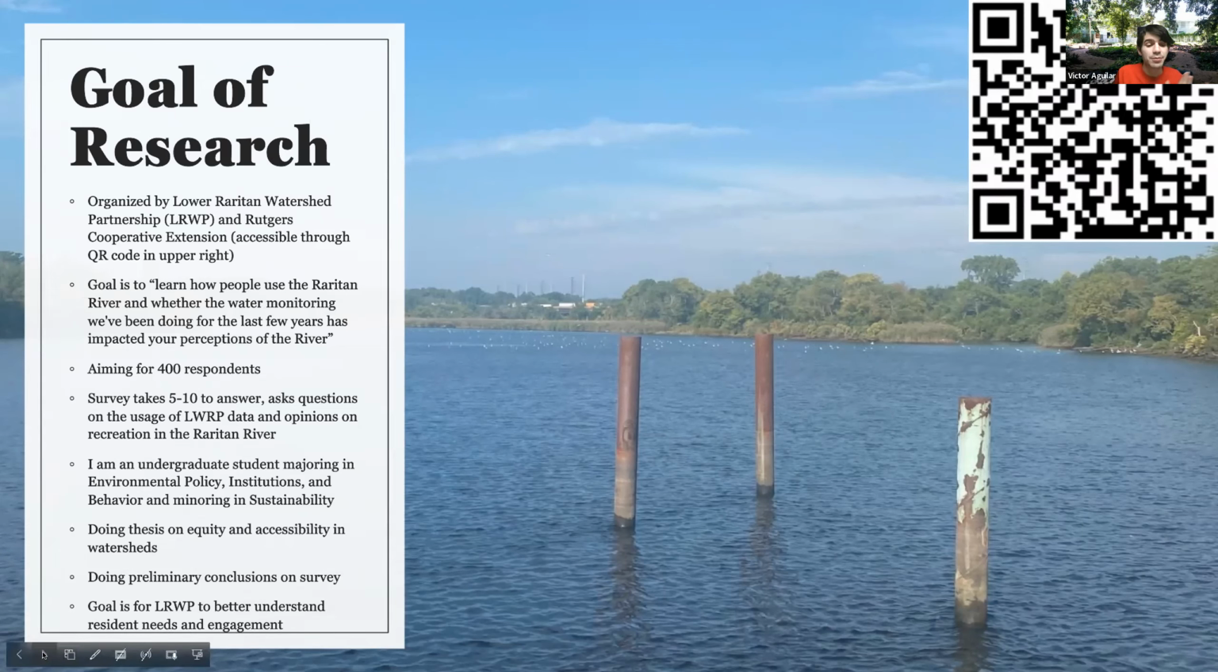So right now, as I previously mentioned, I am an undergraduate student and I am doing my senior thesis on equity and accessibility in watersheds and their management. And as part of this research, I am doing preliminary conclusions on this survey. And the goal of my conclusions is for the Lower Raritan Watershed Partnership to better understand resident needs and engagement through these conclusions and start to make considerations. So yeah, as I mentioned, the QR code is in the upper right here if any of you want to take a moment now to scan it.